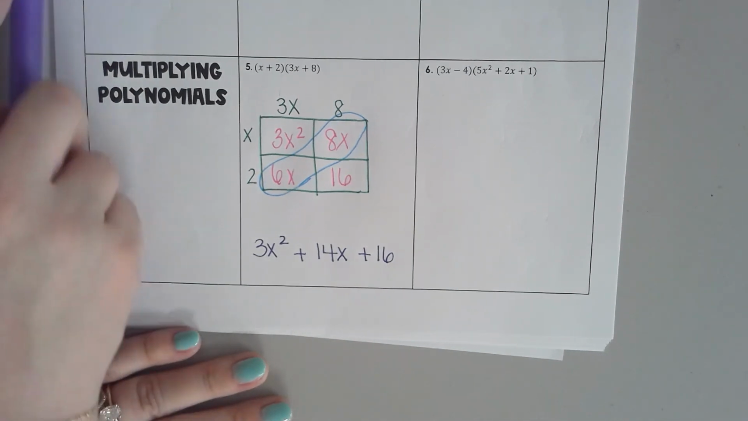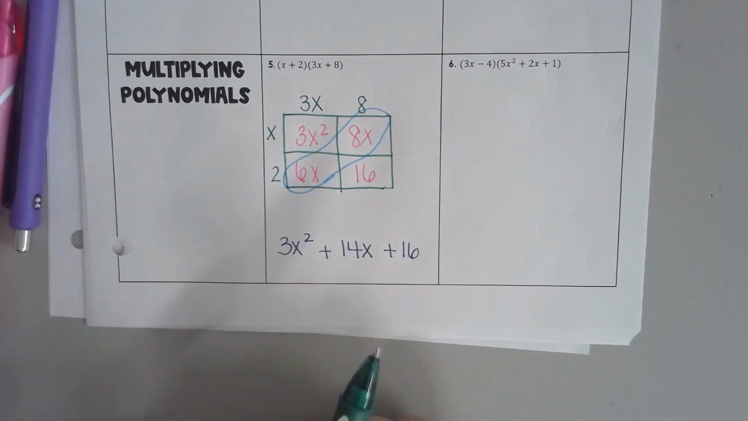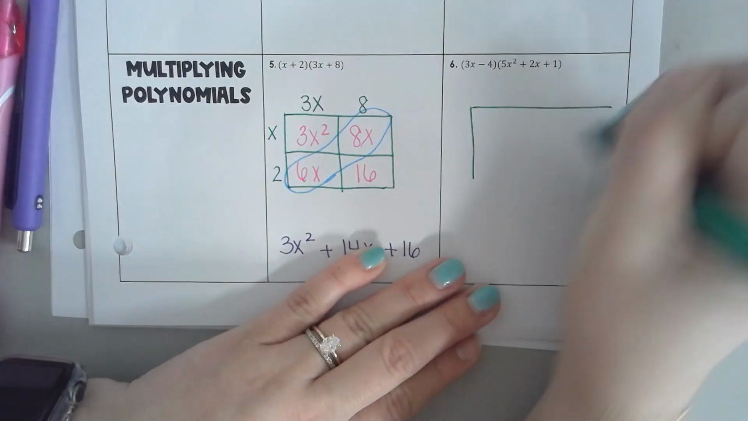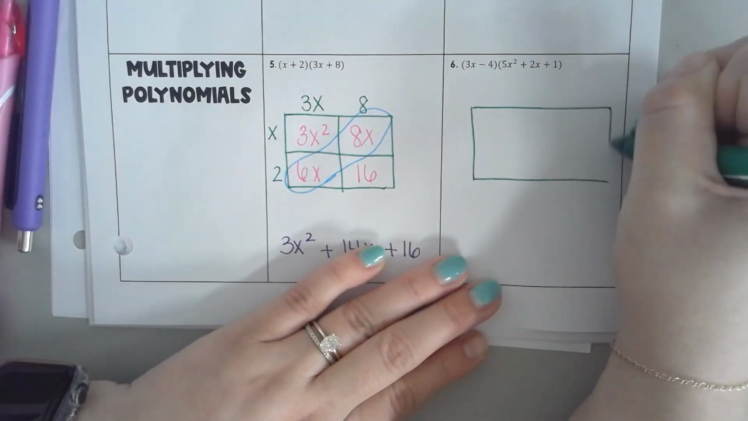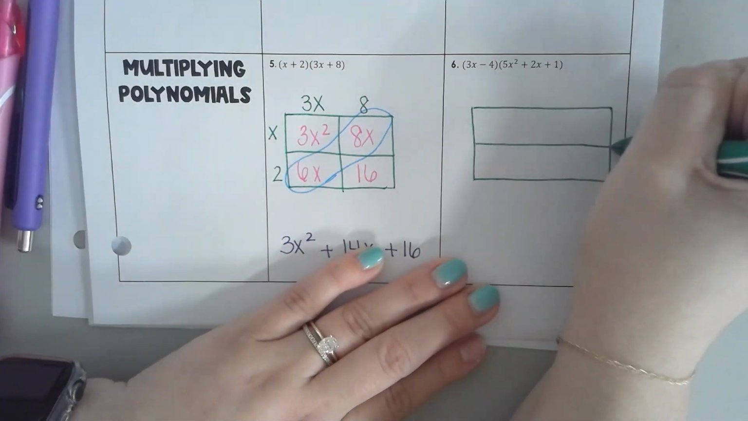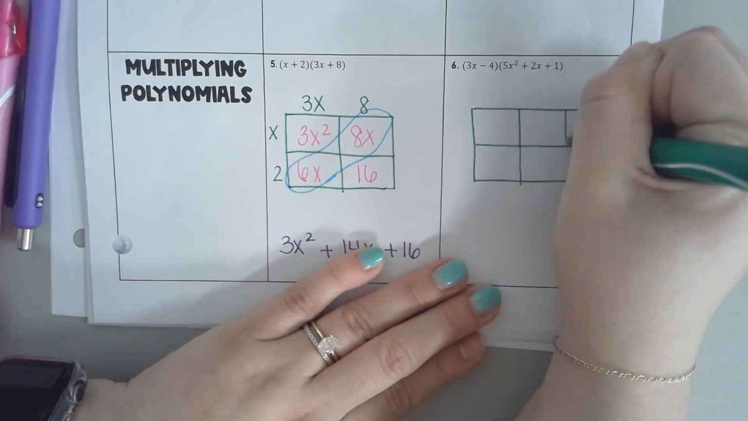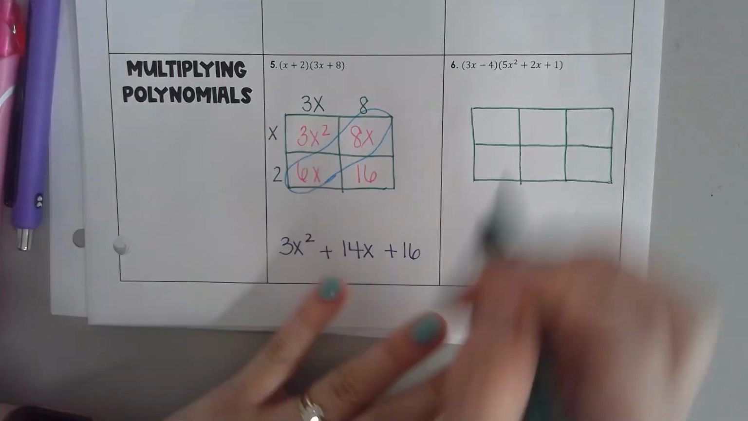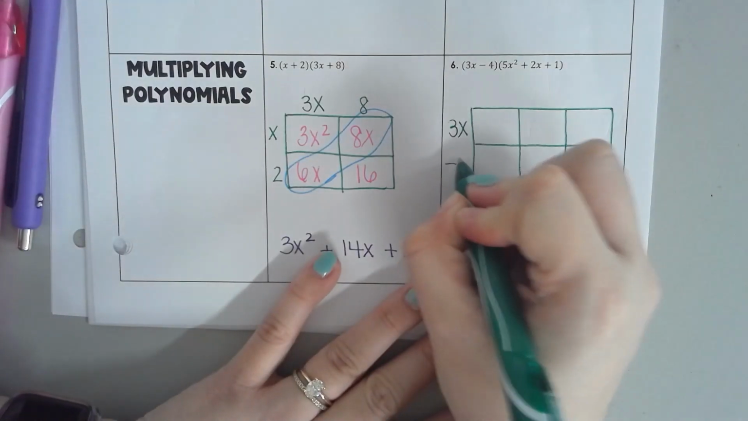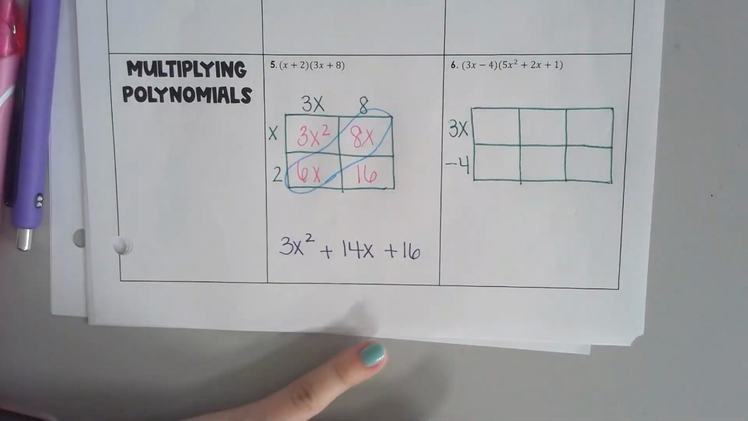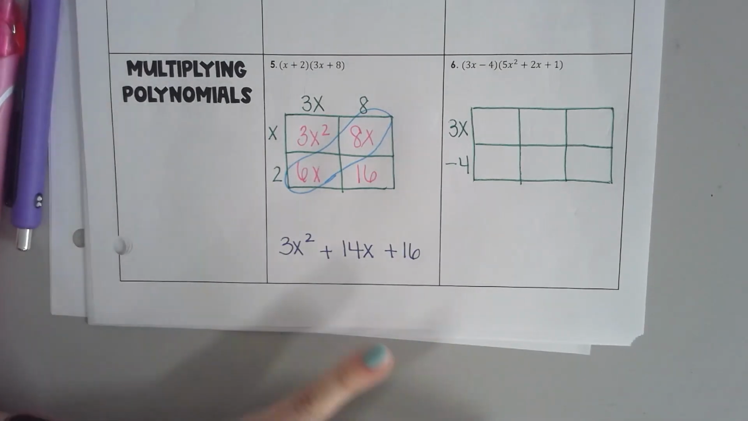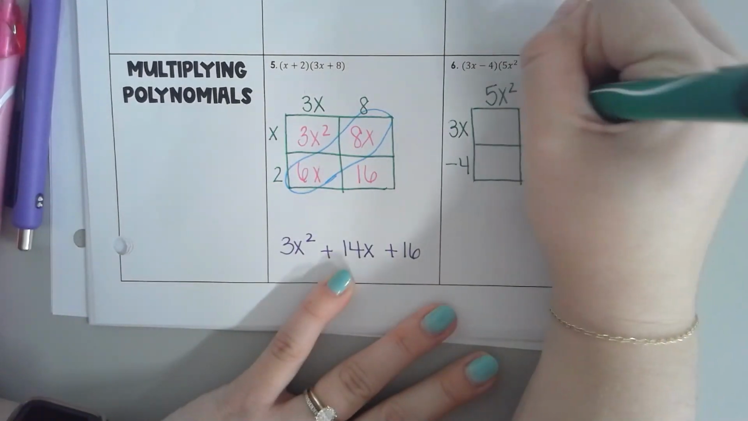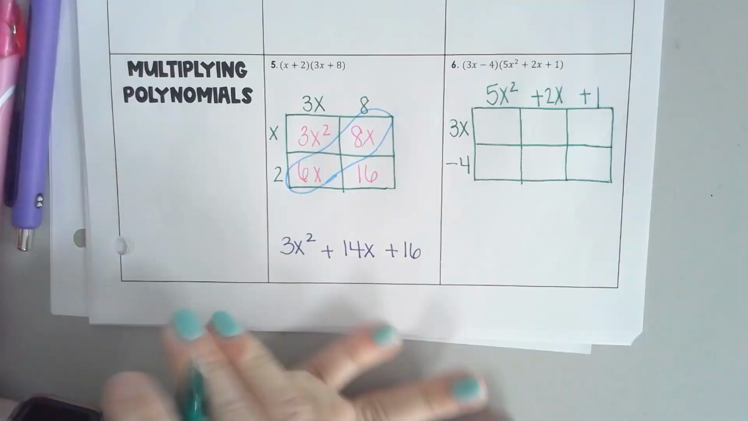Number 6, if I'm going to choose to do the box method, what size box do I need? 2 by 3. Again, if you don't feel like you need this, that's fine. I'm just warning you that it is easy to like miss a number somewhere. So I have a 3x and a minus 4. If you made your box going up and down more, that's fine. It doesn't matter which thing you put on top, on which one on the bottom. 5x squared plus 2x plus 1.